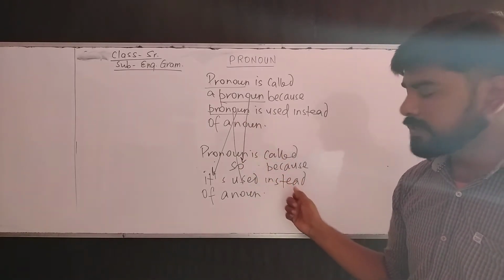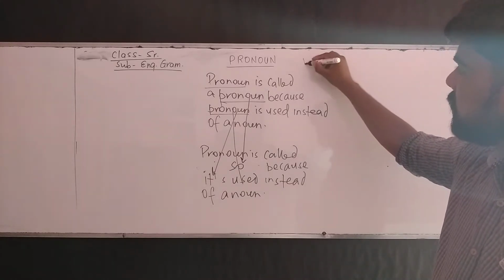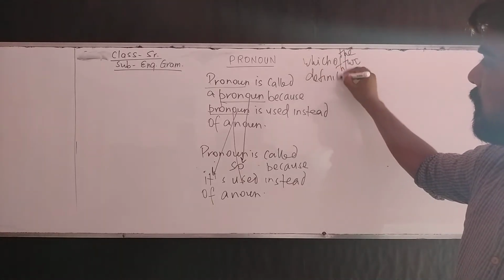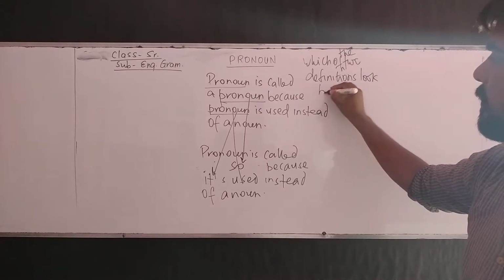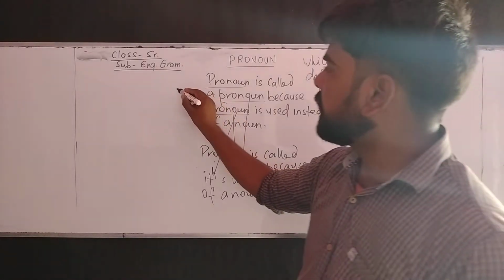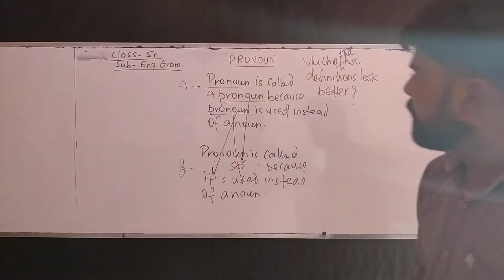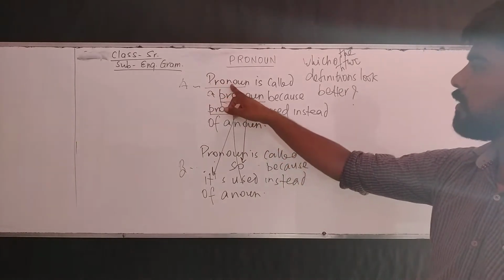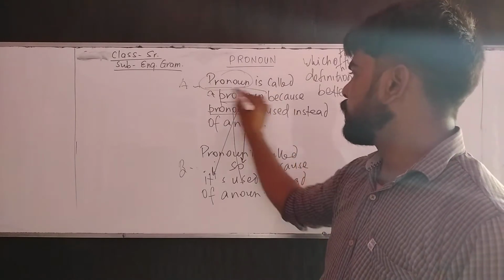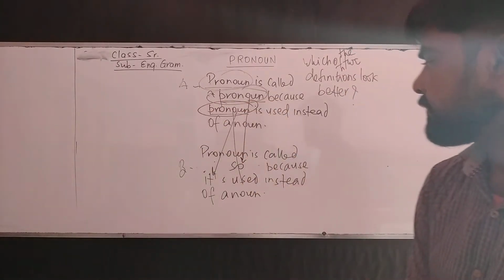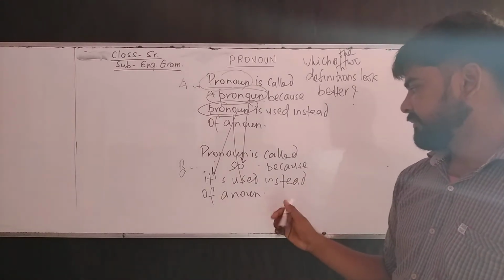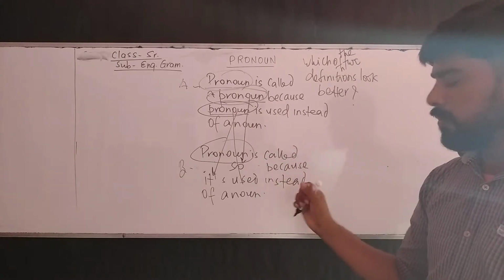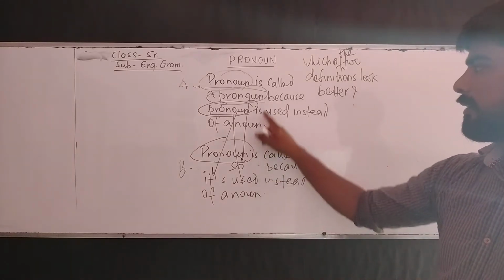So which of the two definitions looks better? Let it be A, B. We have avoided repetitions of pronoun here. We have used pronoun thrice: once, twice, and thrice. What about this sentence? Pronoun has been used just once. So, of course, this definition is better than this.